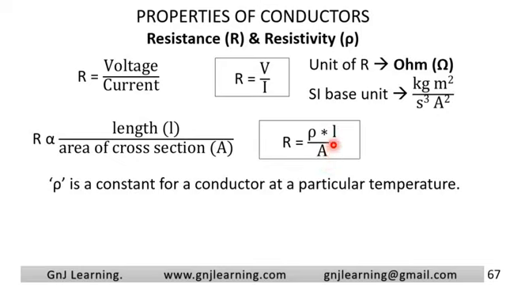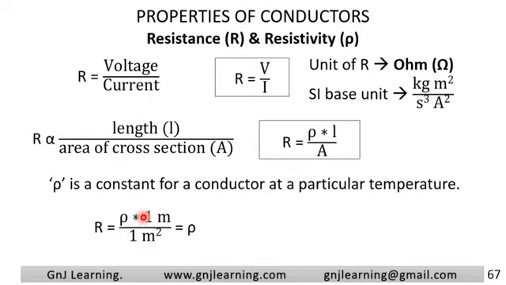So imagine that there is a conductor whose length is 1 meter and its area of cross section is 1 meter square. I am substituting these values in this formula, that is R is equal to rho into 1 meter by 1 meter square, this will remain as unity, R is equal to rho. So rho can be considered as the resistance of a conductor whose length is 1 meter and area of cross section is 1 meter square.